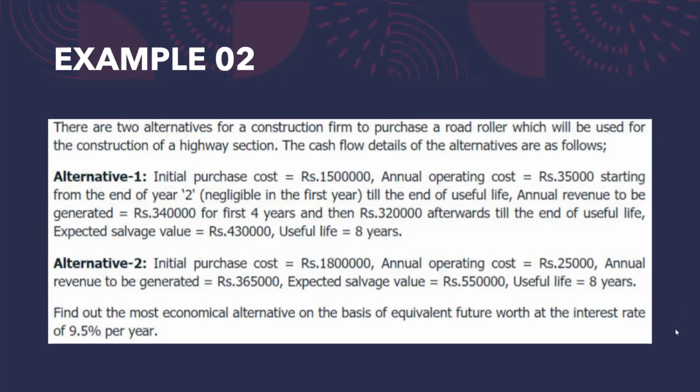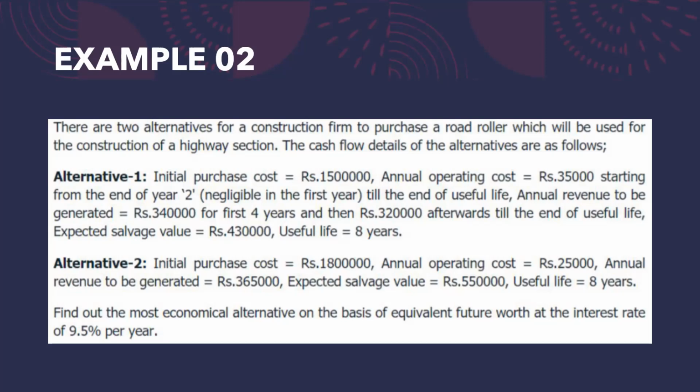Here what they say is, there are two alternatives for a construction firm to purchase a road roller which will be used for the construction of a highway section. The cash flow details of these two alternatives are given as follows. The first alternative, the initial purchase cost is 1.5 million. So basically they are giving us the cash inflows and cash outflows. We should identify what are the cash outflows and what are the cash inflows.